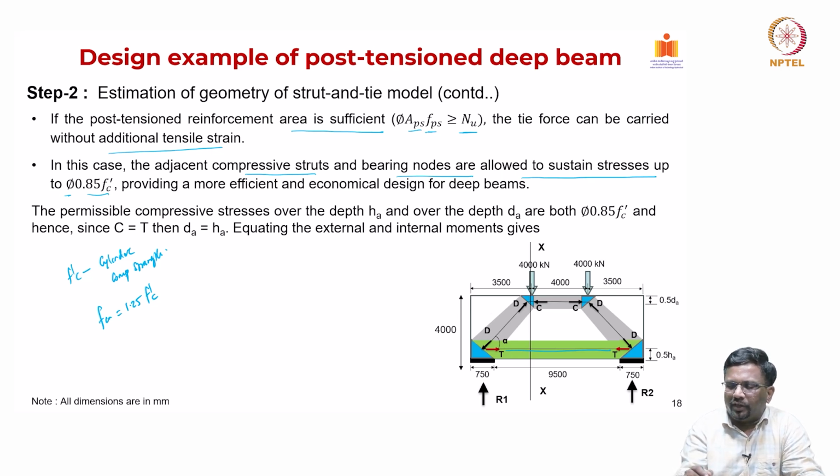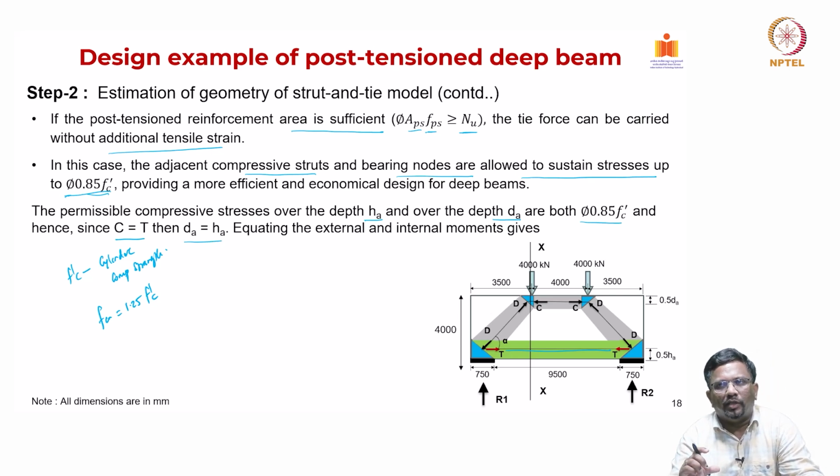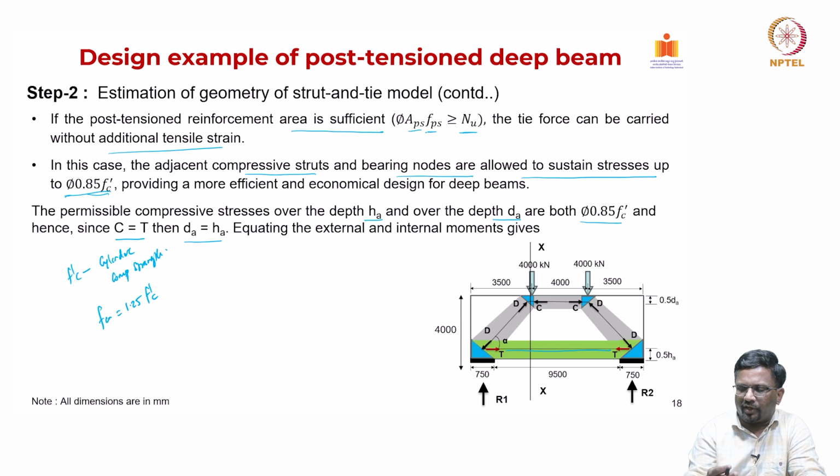Now, we have to make sure that the adjacent compressive struts and bearing nodes are allowed to sustain stresses up to 0.85 f'c times the reduction factor. That means the permissible compressive stresses over the depths hA and dA are both 0.85 f'c. In both locations the nodes are coming, so I need to make sure the nodes are subjected to a maximum of phi times 0.85 f'c. Since C is equal to T, we can establish that the depth of your tension tie should be equal to the depth of your compression strut. That is what we are trying to establish.